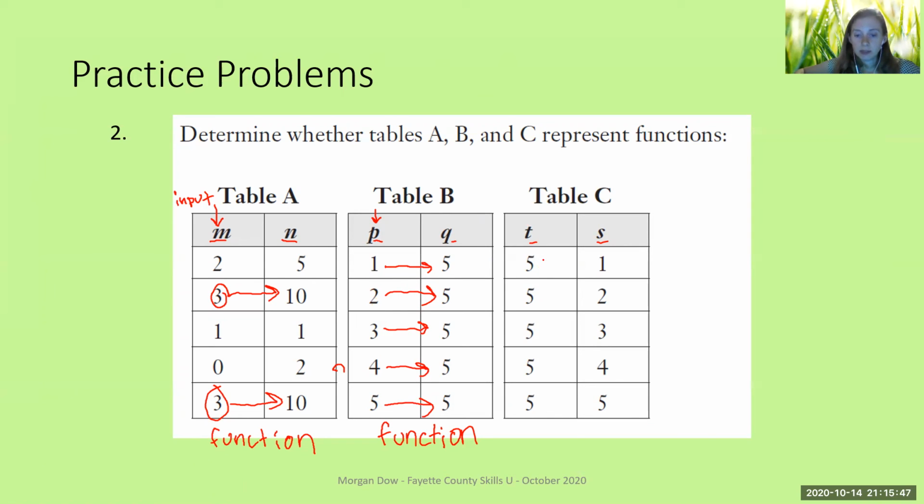All right, now we get to table C. Now this is where we run into some trouble. Here we've got one input, one piece of bread that is giving us 5 different outputs. One piece of bread is transforming into 5 different pieces of toast. It's a magical toaster. So this would not be a function. It is a relation between input and output, but it is not a special function.